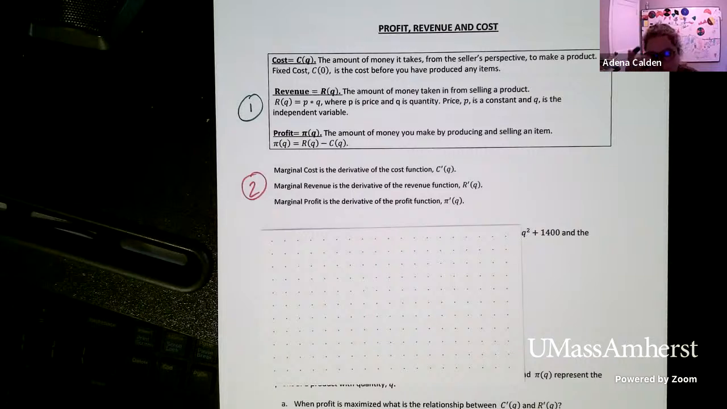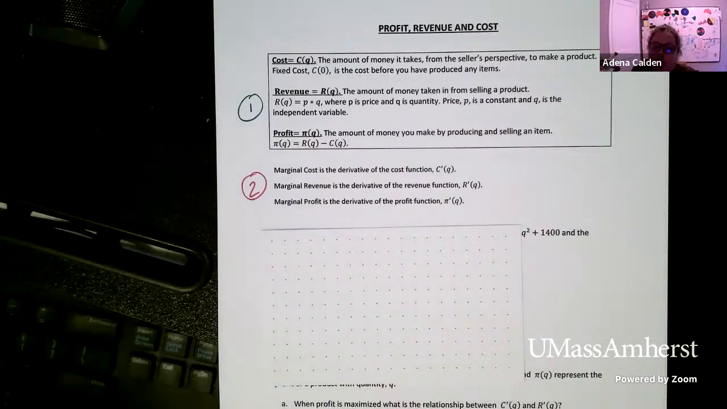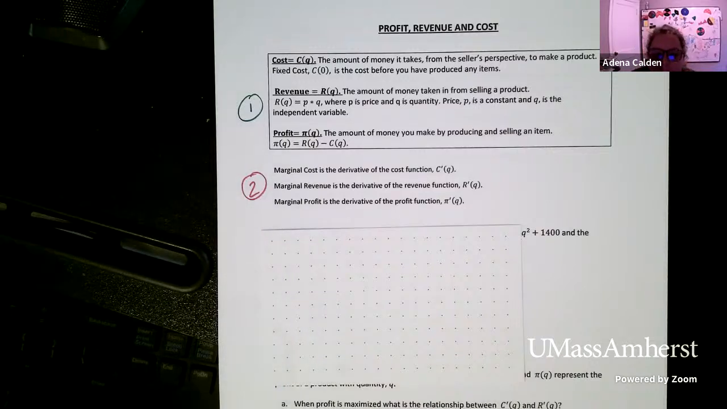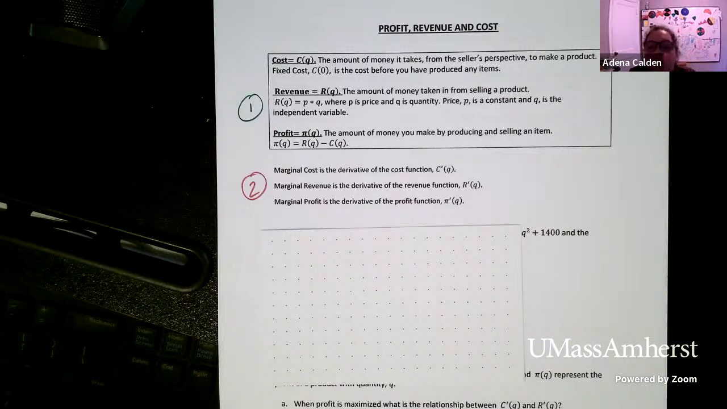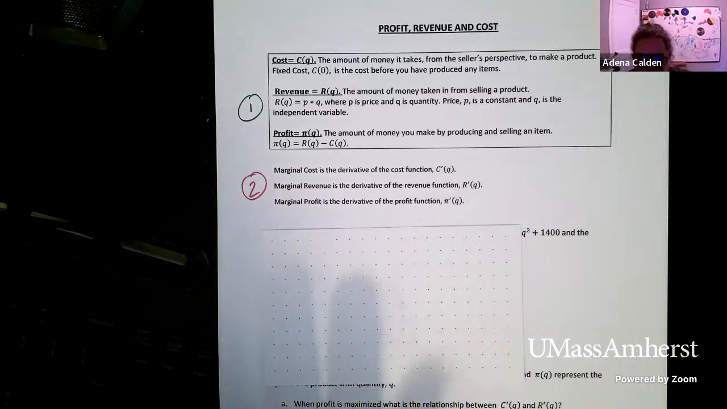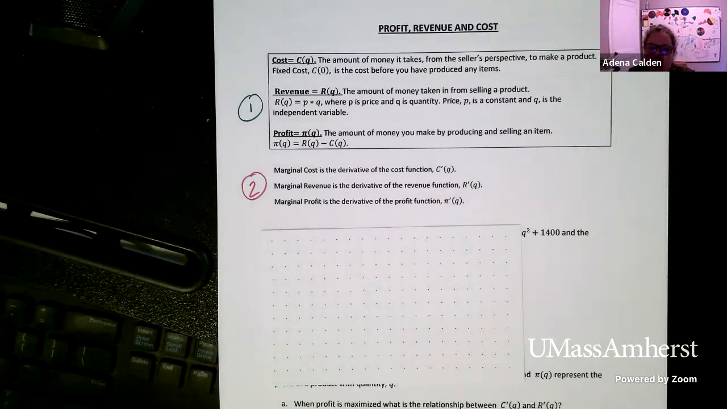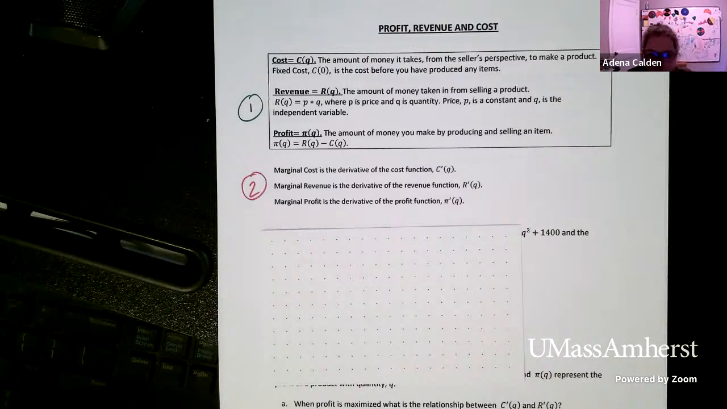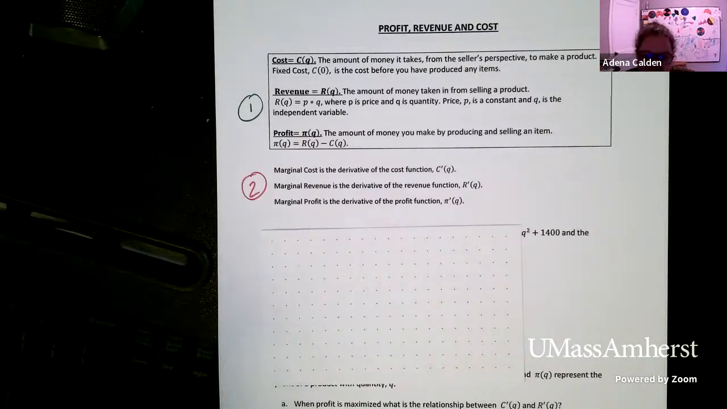Then we have revenue, which is R of Q. And revenue is the amount of money taken in from selling a product. So you've made whatever it is that you're going to sell, and then you go to sell it. Revenue by default is price times quantity unless you are told otherwise. So P we use for price, Q is for quantity. In general, price P is a constant, so it's a number, and then Q is the independent variable. We'll see an example later where revenue is a little bit more fluid, but in general, this is price times quantity. Price is what you're selling it for.